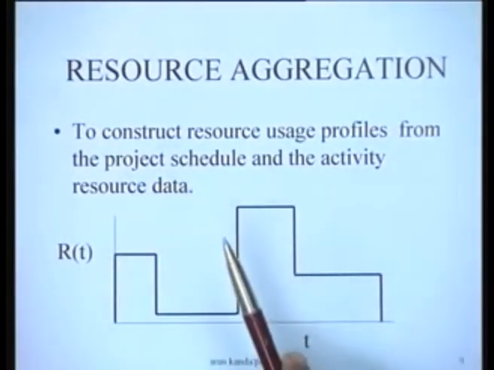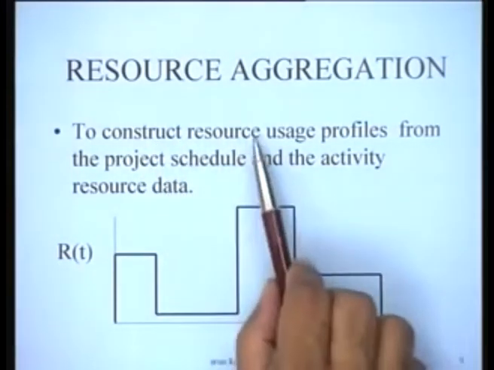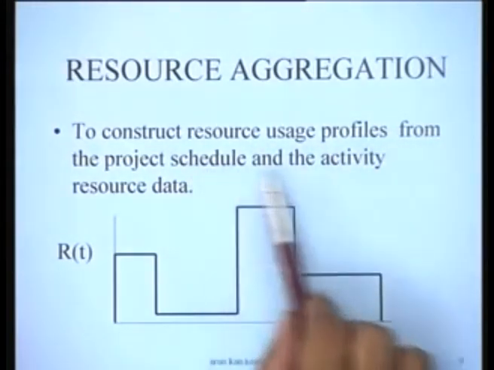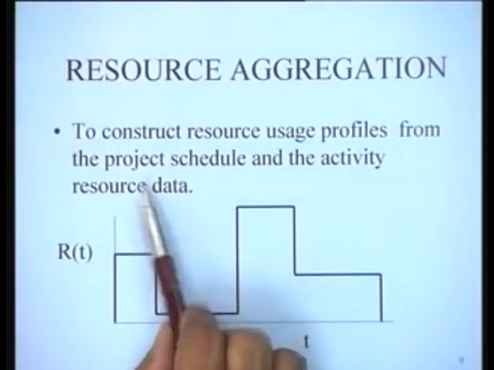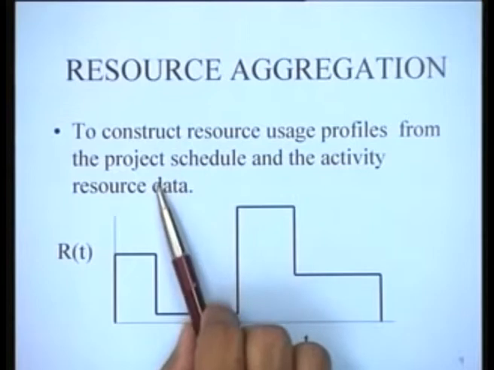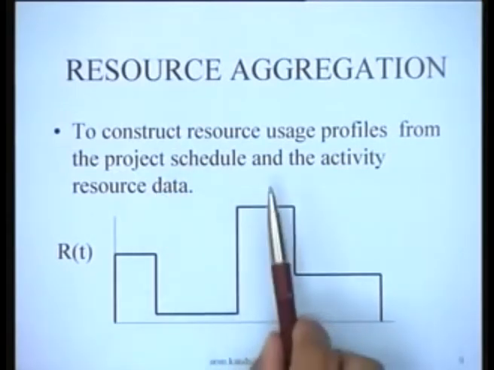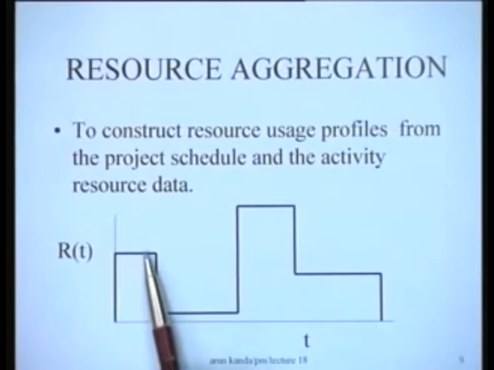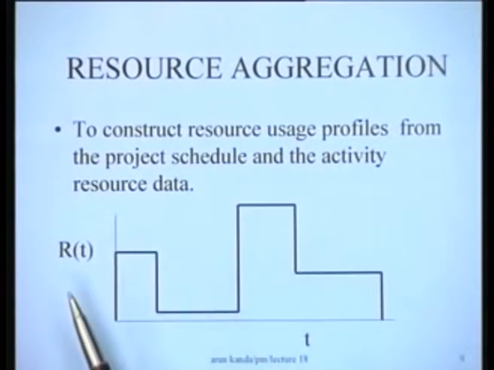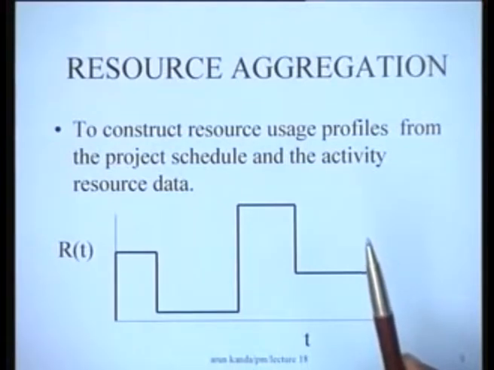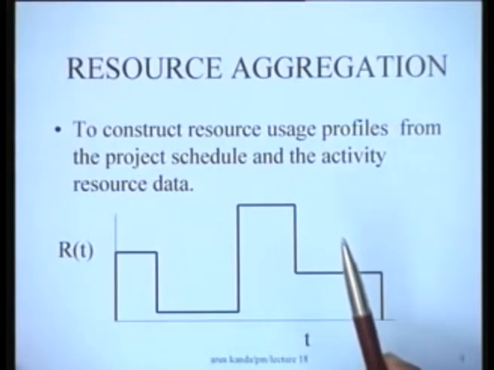So when we talk about resource aggregation, as we indicated, the objective is to construct the resource usage profiles from the project schedule and the activity resource data. These are the two major inputs that you need for constructing the aggregated resource profile. The result of this would be the manner in which the resource requirements vary for that particular schedule. This would be a valuable input to the project manager, obviously, for planning both the procurement and the deployment of his resources.